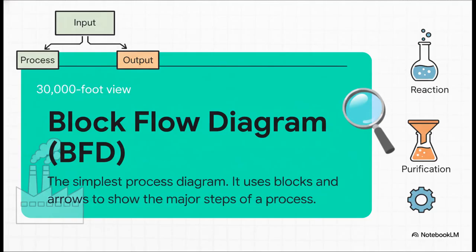The block flow diagram, or BFD, is your 30,000-foot view. It is intentionally simple. You see those blocks? They don't represent one specific machine. Nope, they represent a whole stage, like reaction or purification. And you know what? That simplicity is its superpower. It lets you brainstorm the big ideas without getting lost in the weeds right away.